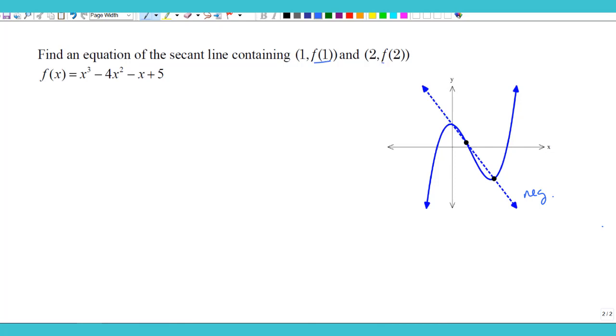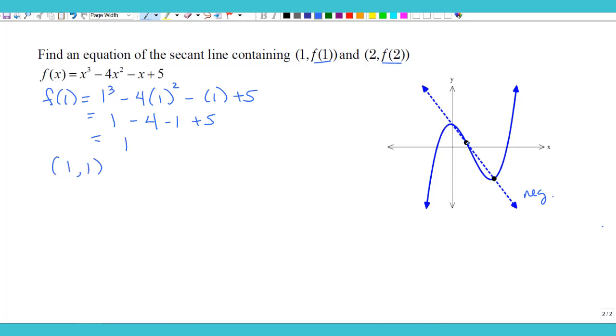So I've got to find my y coordinates. I evaluate the function at 1. So I have 1 cubed minus 4 times 1 squared minus 1 plus 5. So I've got 1 minus 4 minus 1 plus 5, and that's positive 1. So this point should have the x and y coordinate of 1, 1.